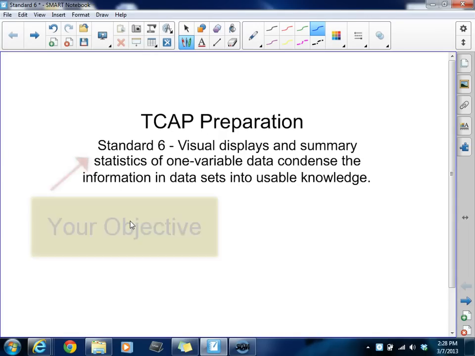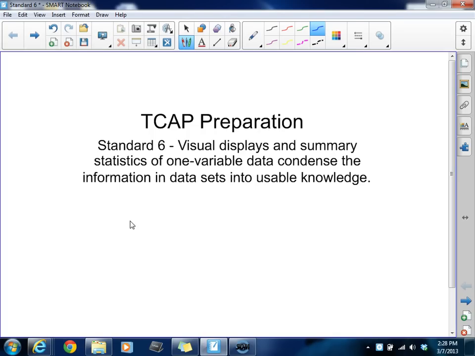Tonight we're actually going to be working on something that should be pretty familiar to you. We're going to be working on graphing and displaying data. Now let's get started on page 648. So go and open your books to page 648. As you turn there, let's talk about the standard very quickly.